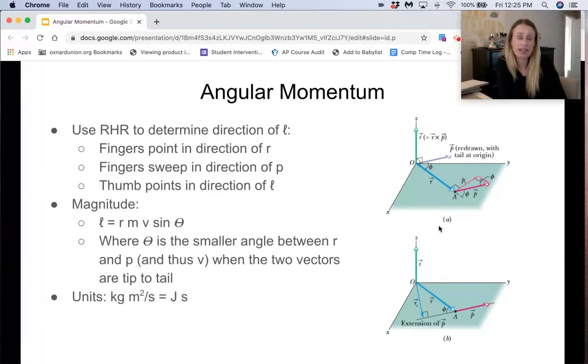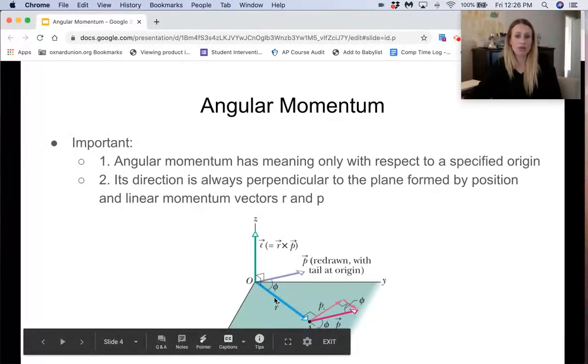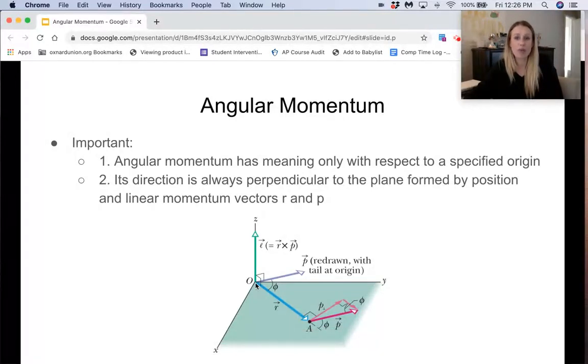So the units for angular momentum are kilograms times meters squared divided by seconds, which is also equal to joules times seconds. So that's our units for angular momentum. Now, the important things here are, number one, angular momentum has meaning only with respect to a specified origin or a specified point that we're measuring it from. That's the only way we can get this r vector, if we're measuring the angular momentum about some point. And number two, the direction is always going to be perpendicular to the plane formed by the position and linear momentum vectors r and p.